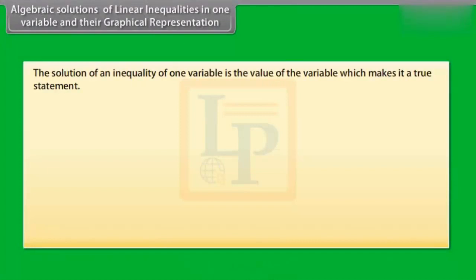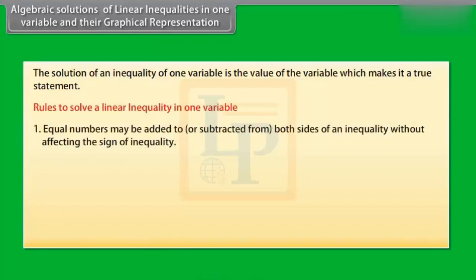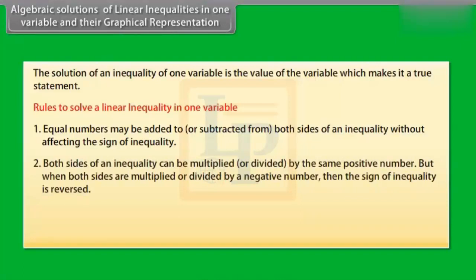Algebraic solution of linear inequalities in one variable and their graphical representation. The solution of an inequality of one variable is the value of the variable which makes it a true statement. Rules to solve a linear inequality in one variable. Number 1. Equal numbers may be added to or subtracted from both sides of an inequality without affecting the sign of inequality. Number 2. Both sides of an inequality can be multiplied or divided by the same positive number.